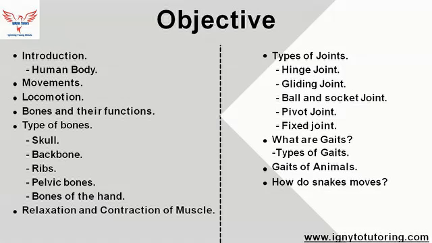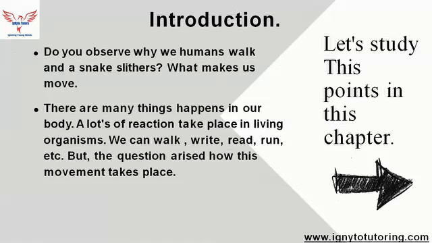This chapter is divided into 4 lectures. In the first lecture, we will be completing the first 3 objectives, that is introduction, movements, and locomotion. So let's start. Do you observe why we humans walk and a snake slithers? What makes us move?